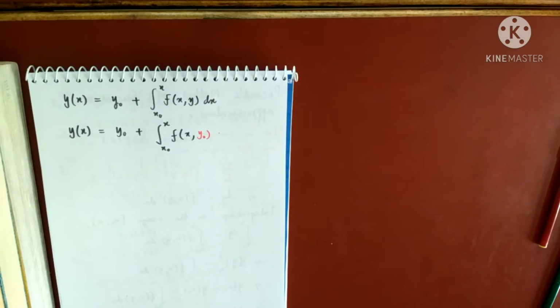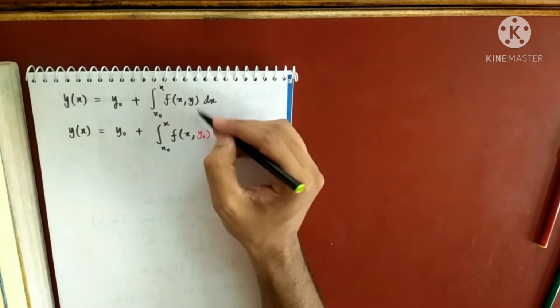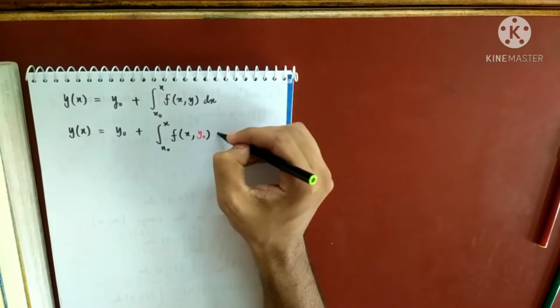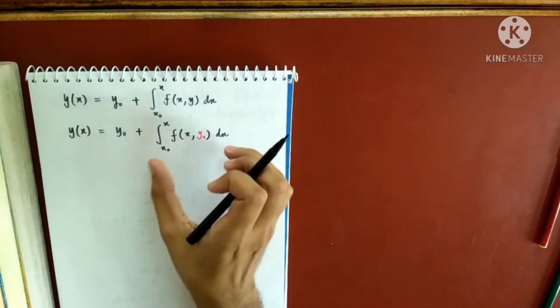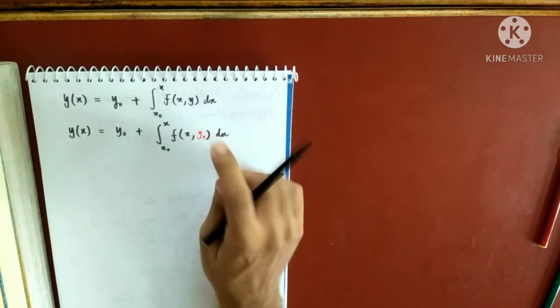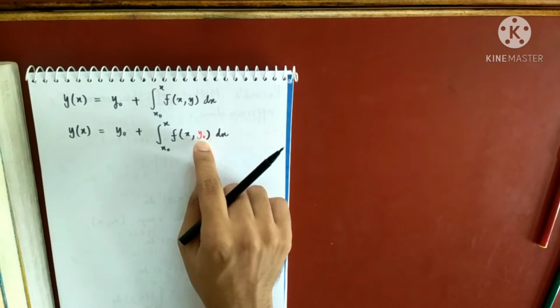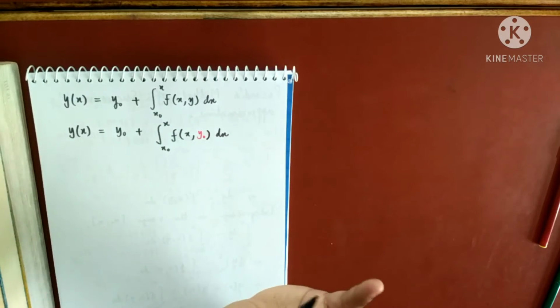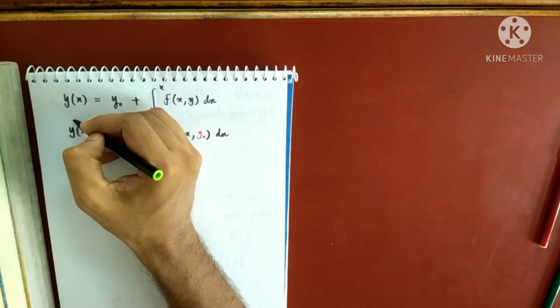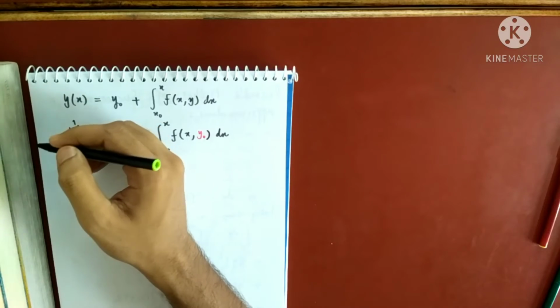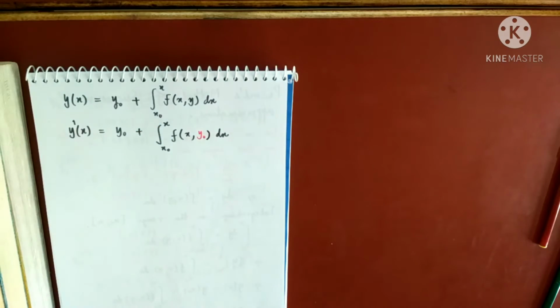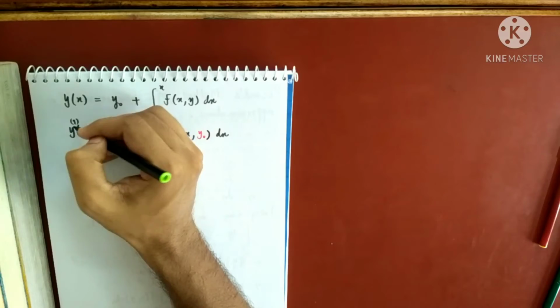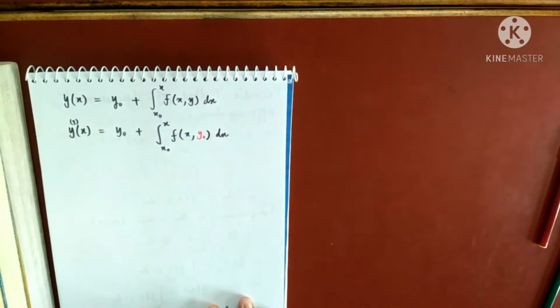I'll write here y naught. Instead of this y, I am replacing it by y naught. So now this can be integrated because y naught is a number. So this is just a function of x and I can integrate with respect to x. And I will call this my first iteration. I can denote it like this, y1 here, it doesn't matter.